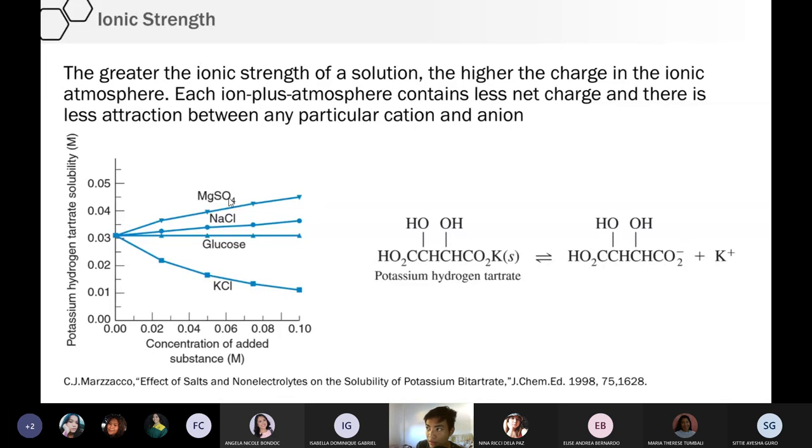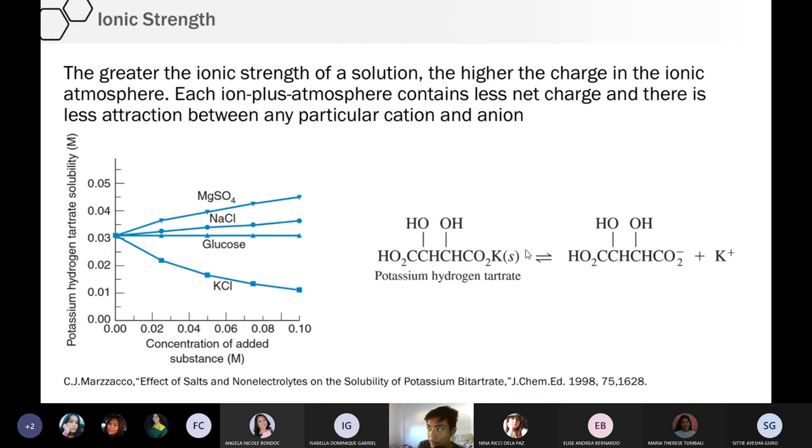So let's look at magnesium sulfate. What happens when you add magnesium sulfate to this solution? The solubility increases. When you say solubility is increased, that means the reaction is shifted to the right. So why does the solubility increase when you add magnesium sulfate here? What is the explanation? The diverse ion effect, no?